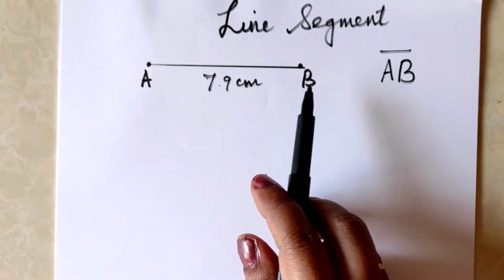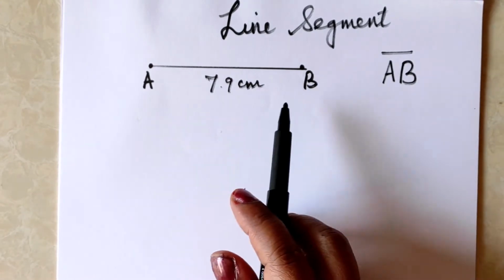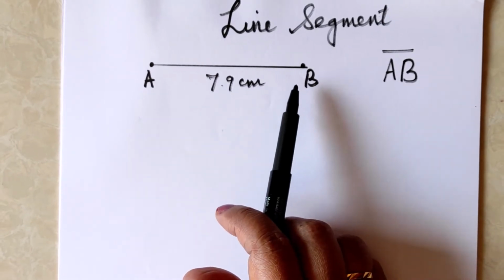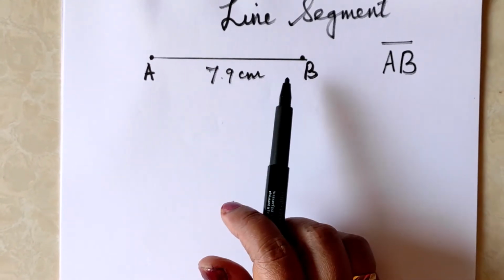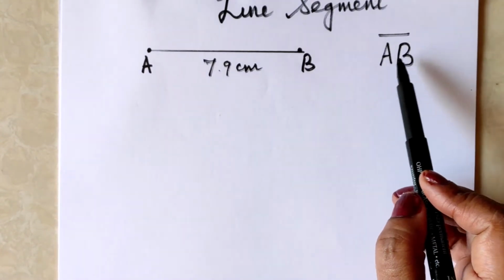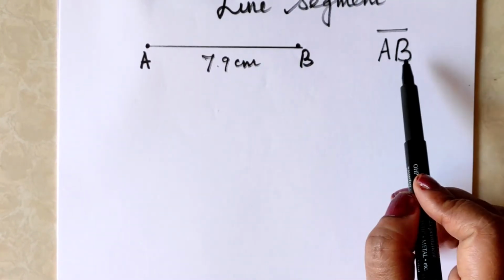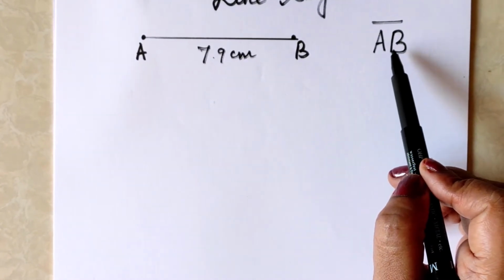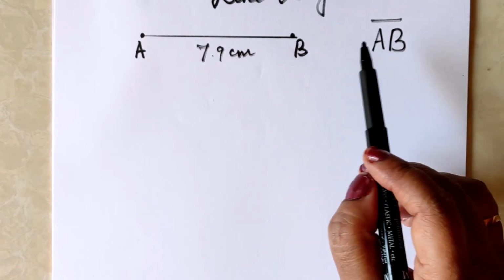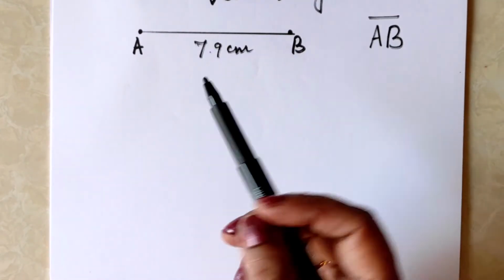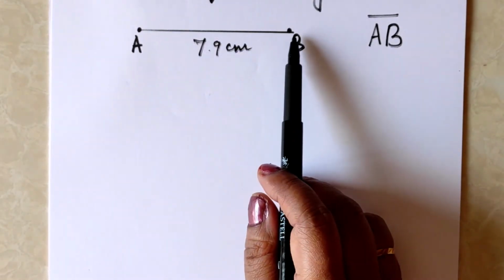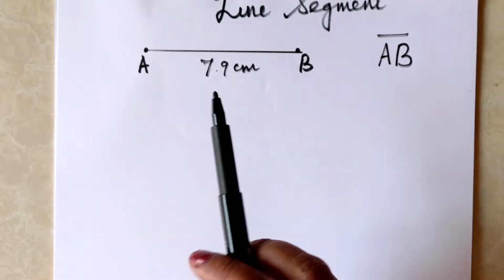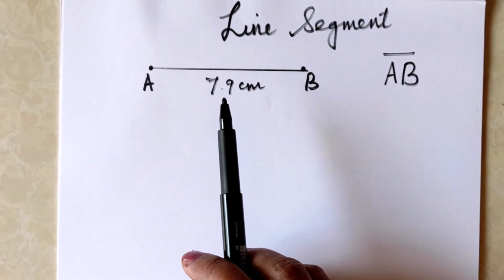A line segment is a part of a line, and it is limited, and we can measure the length of the line segment AB, and it is the shortest path. How to read this? Line segment AB. So this is how you have to write a line segment, and remember this is the shortest path between 2 points. What is a line segment? The shortest path between 2 points is called the line segment. It can be measured. It's a definite length.